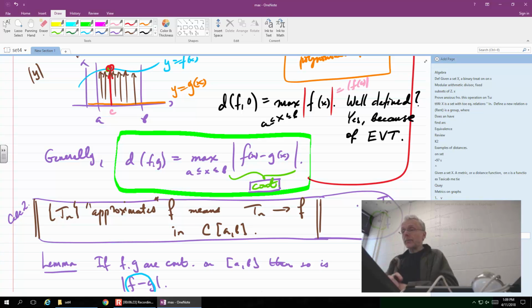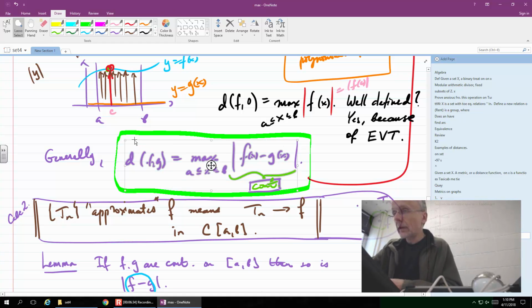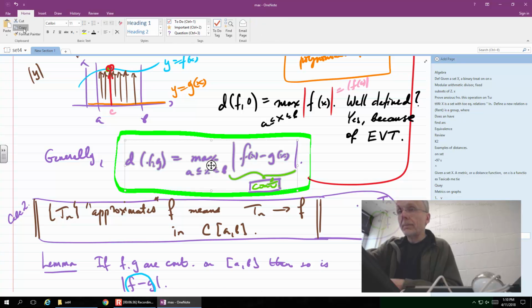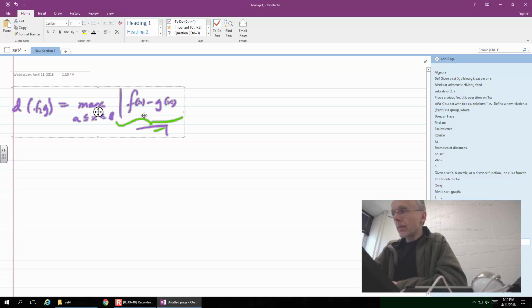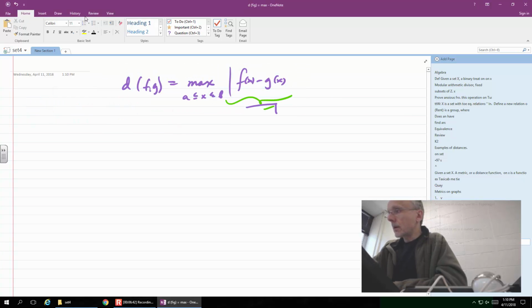But then there are still three axioms to verify. So let's take a look. The definition is right here, the definition of the distance.